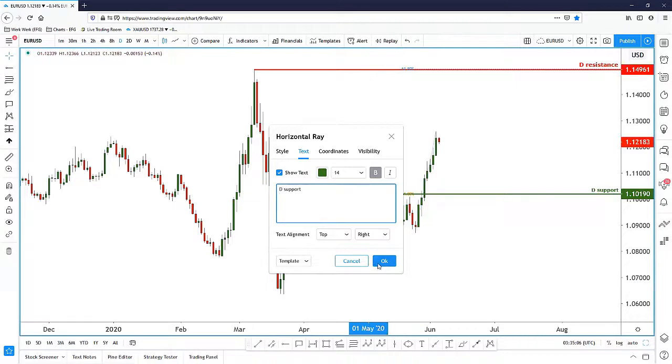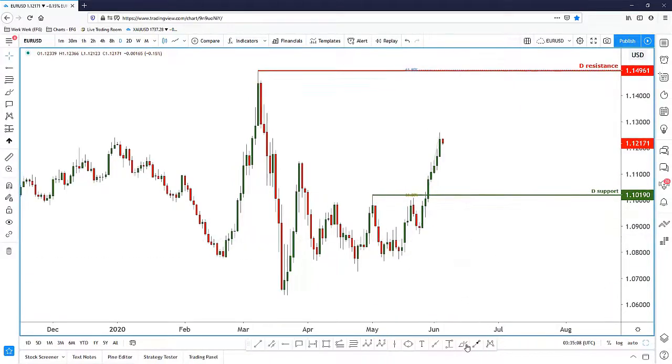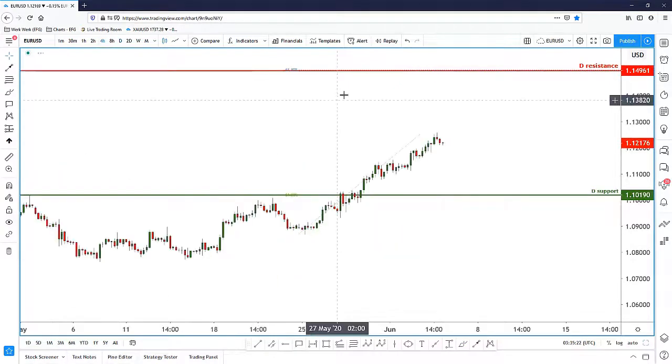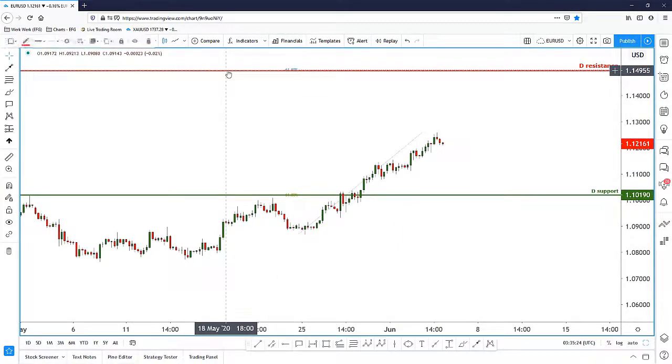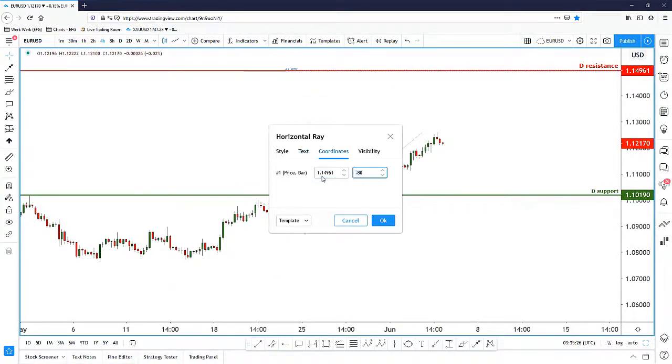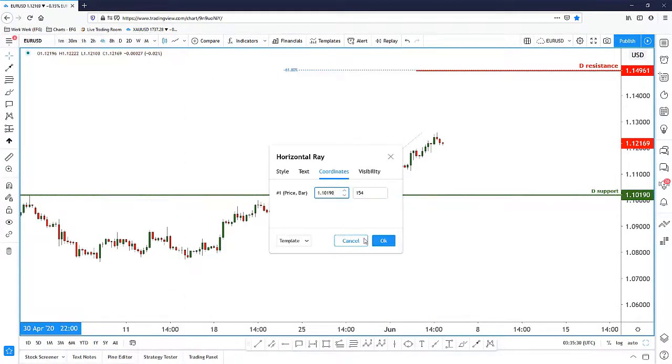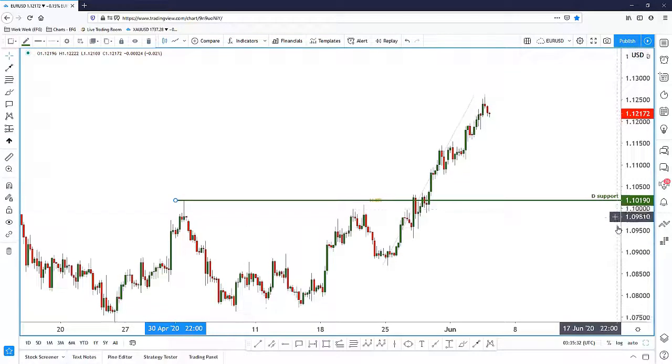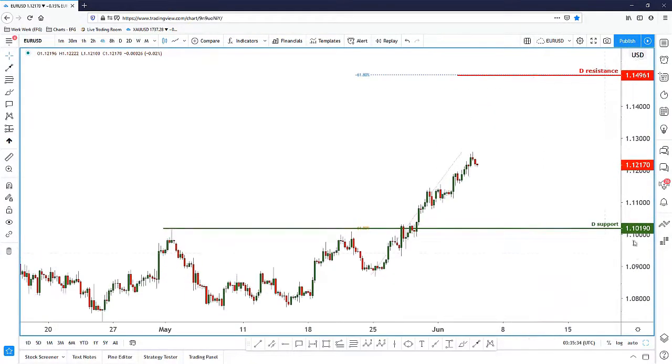So I have the daily support and I have the daily resistance, and my direction is bullish on the daily. However, it's possible that price could make a small pullback and then continue its upward move. So for that, let's go down to the 4 hours, and let me tidy this up.